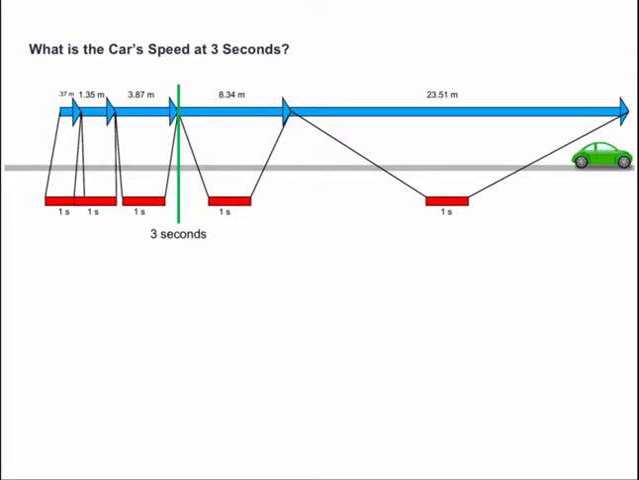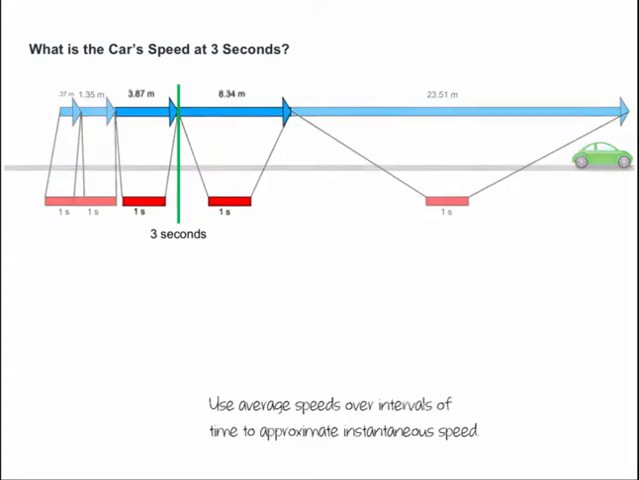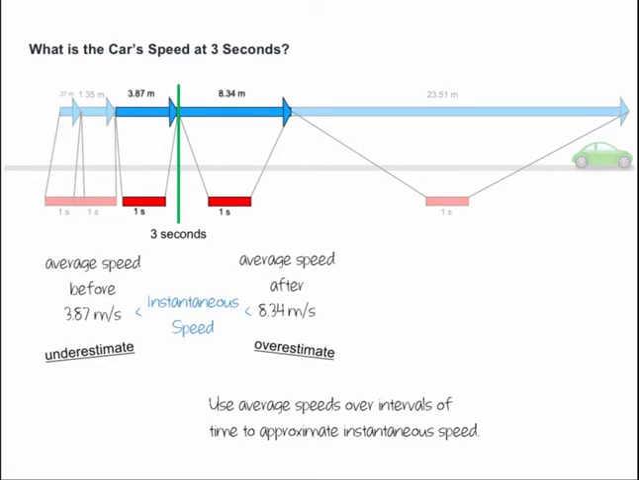We wanted to approximate the car's speed at exactly 3 seconds after it started to merge. Our general method was to use average speed over an interval of time to approximate the instantaneous speed. We computed average speeds over 1 second intervals right before and after the 3 second mark. Since we knew the car was increasing its speed, this gave us an underestimate and an overestimate for the instantaneous speed. We knew that it would be between 3.87 meters per second and 8.34 meters per second.